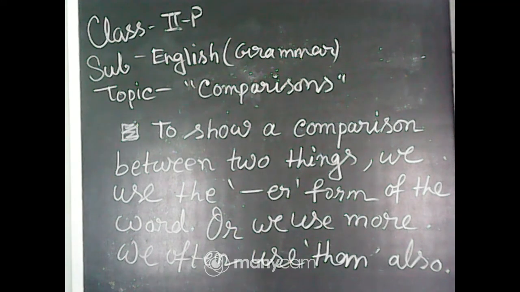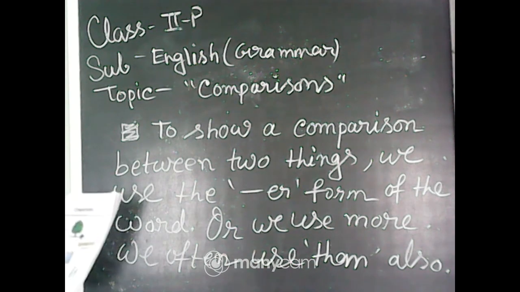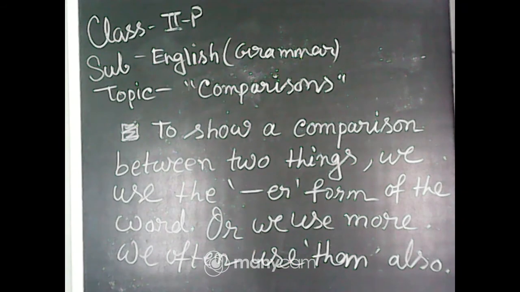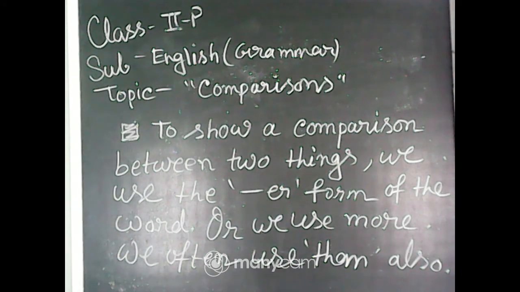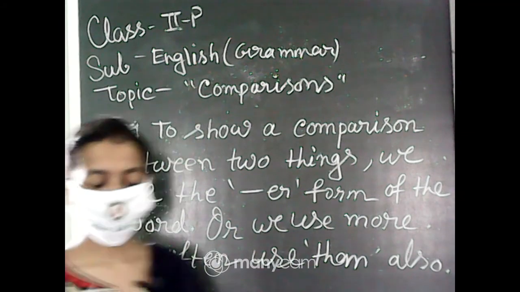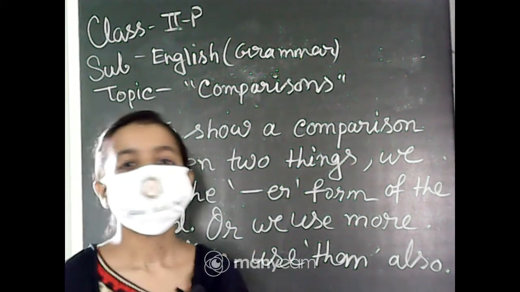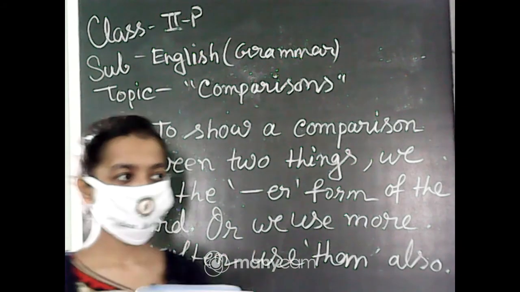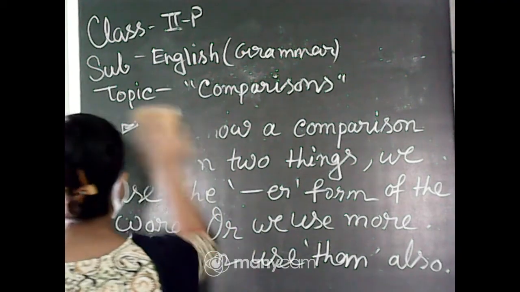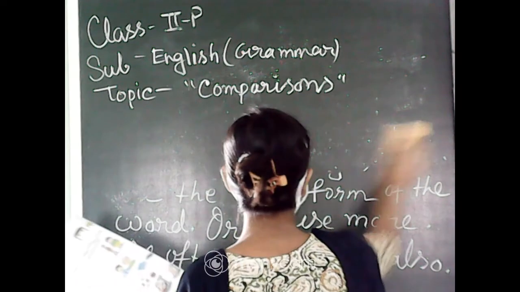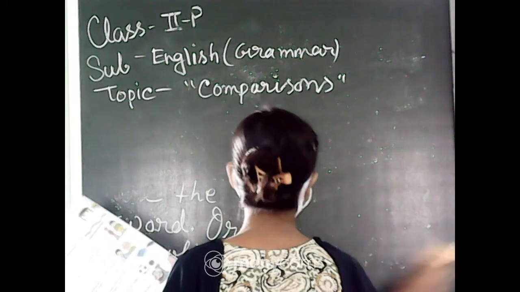To show comparison between two things, we use the ER form of the word, or we use more, and we often use than also. Clear? Understood? Can we move forward towards the exercises? Turn to page number 22. And let's do the exercises.